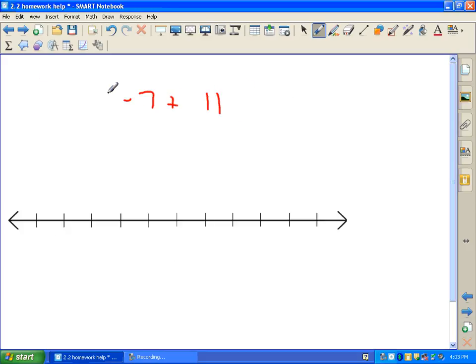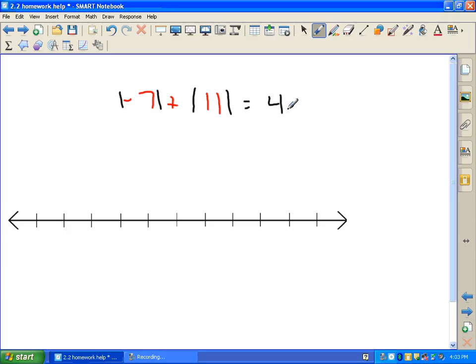Now, when we have different signs, one's negative and one's positive, our rule on the first page said that you would use the sign of the bigger number, which in this case would be the 11. The absolute value of 11 is bigger than the absolute value of negative 7. So the sign is going to be positive for my answer. And then it told us that we should subtract these. So 11 minus 7 is 4.